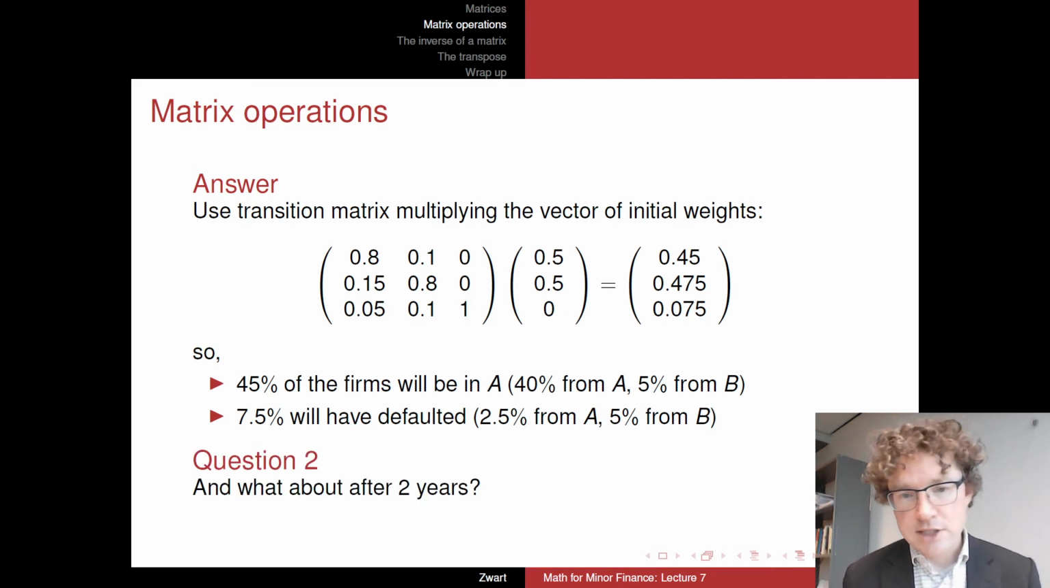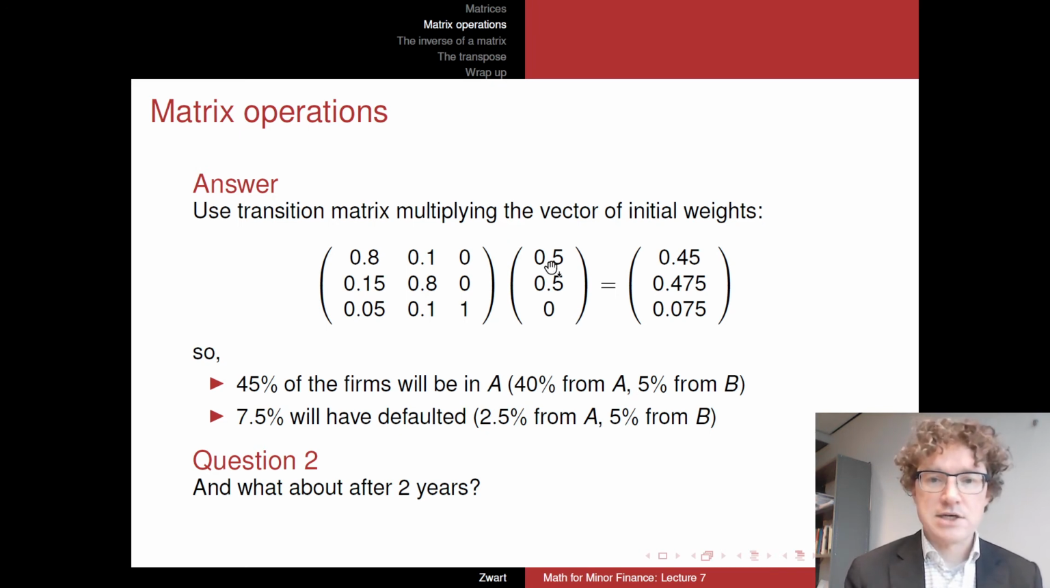Now we can go on actually. So we might also ask, well, today I again start out with this distribution, half in class A, half in class B. I just answered what's going to happen next year, but I might also be interested, of course, what's going to happen after 2 years. So what's the distribution of all these firms if I just let them go on for 2 years, given this particular transition matrix?